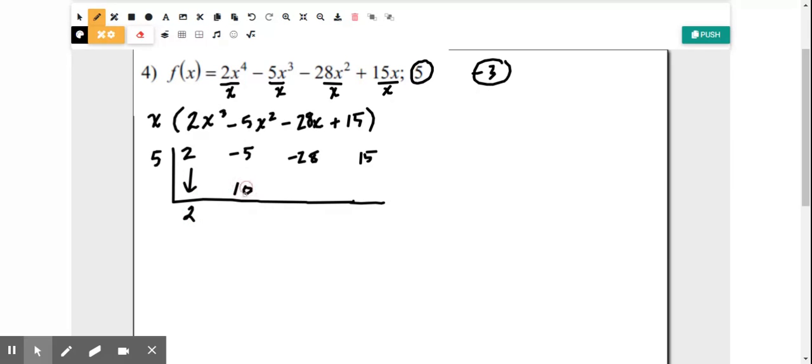5 times 2 is 10. I'm adding as I go down and multiplying, and I'm adding and multiplying. Now, I should not be surprised here. This should be a 0 because I already knew that 5 was a root, and according to the remainder theorem and the factor theorem, if this is a 0 right here, the remainder is 0, then we know that that is a root, correct?